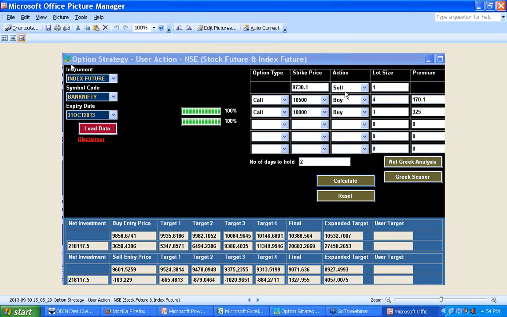I am selling a Bank Nifty future, buying 10,500 call option 1 lot, 10,500 call option 4 lots and 10,000 call option 1 lot. Holding period is 2 days. For these 2 days I am going to estimate. By this process, what I have found is that during this period of 2 days, Bank Nifty may move to 5858, 5935 or 10,084. If it goes to this level, I will be making a profit of 9,000.